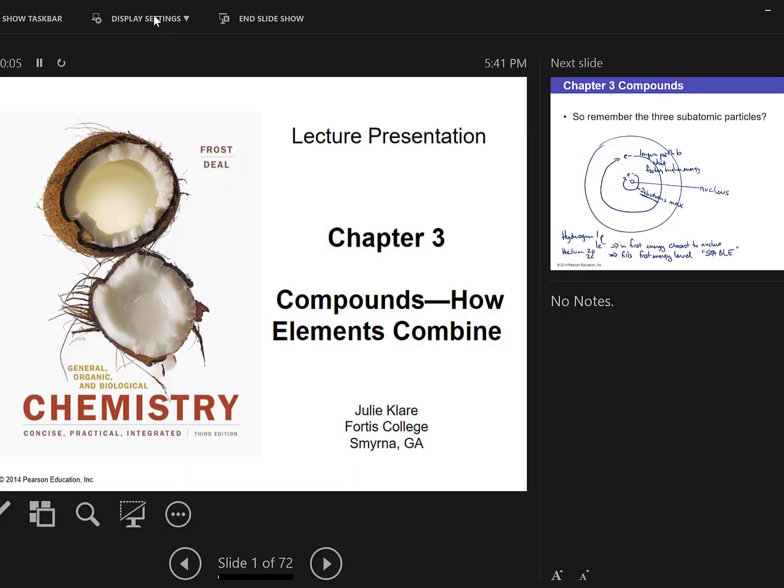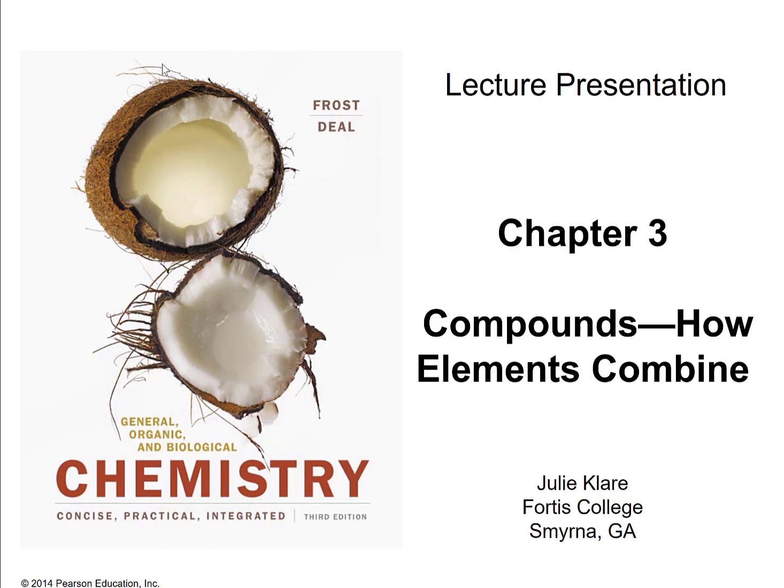Subatomic particles were arranged, and we said that in the nucleus are what? Protons and neutrons. And their similar characteristic is that they both have what? Mass, right? Protons and neutrons have mass. They're found in the nucleus.